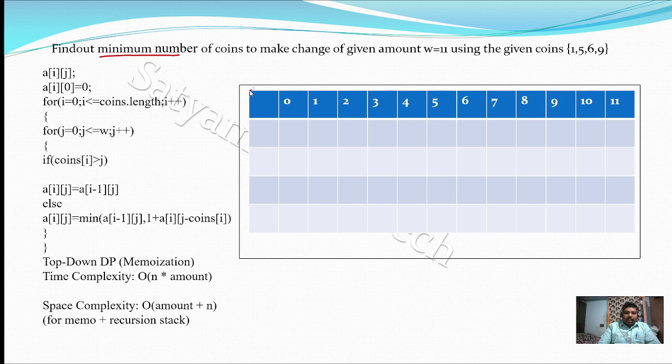You can see here, the row indicates the I and the column indicates the J. Here it is W, here it is coins. So I value is 0, 1, 2, 3, because here 4 coins are there: 1, 5, 6, 9. So 1 rupee coin, 5 rupee coin, 6 rupee coin, and 9 rupee coin are there. So the problem is W equal to 11. That's why it is a big problem.